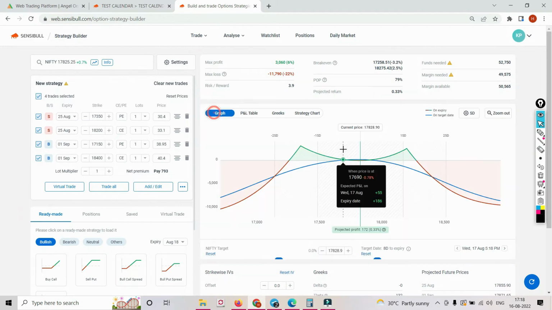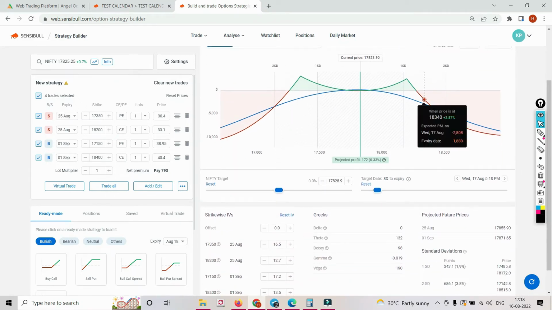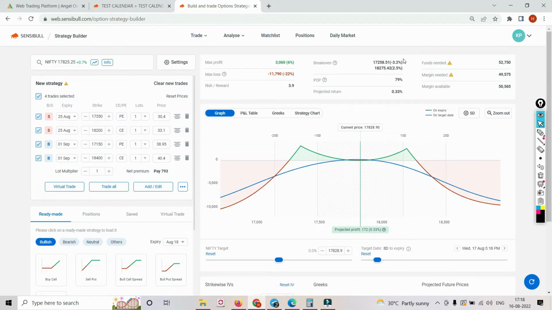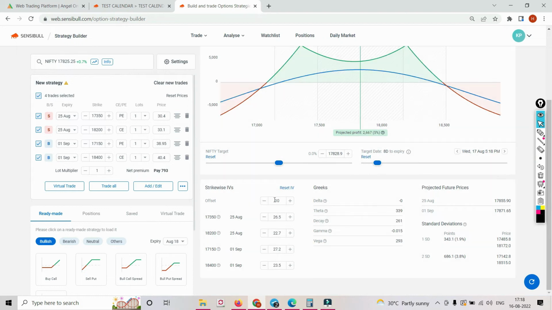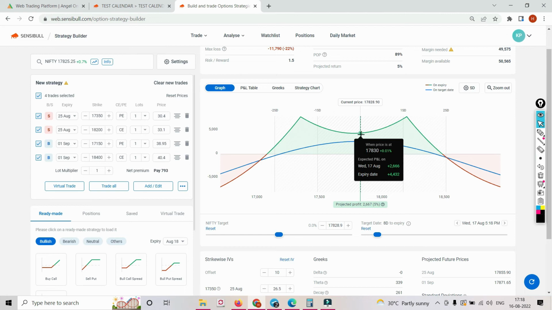Coming to the graph, what will happen? Check the range. We have 3.2% range on the downside and almost 2.5% range on the upside. Safety wise, we are very safe, because Nifty has 3.2% on the downside and 2.5% on the upside. Right now, I'll just increase the VIX by 10%. That's it. The moment I increase the VIX, what happened to your trade? Let me again get it back to 0.